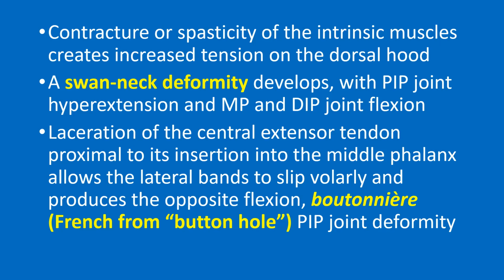It means if someone gets a cut on the posterior aspect of the proximal interphalangeal joint, the central slip is cut. The lateral bands have nothing to hold them, so they slip anteriorly on both sides, and this leads to boutonniere, the French for buttonhole, PIP or proximal interphalangeal joint deformity.